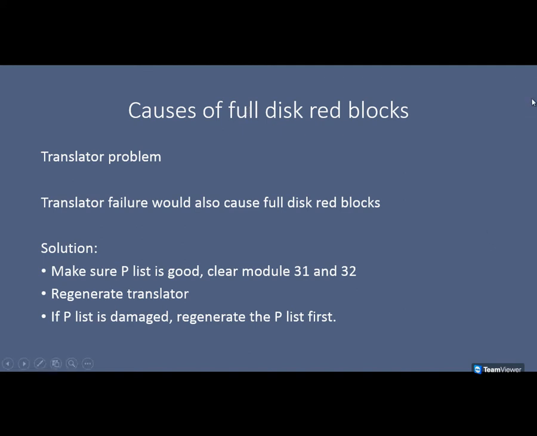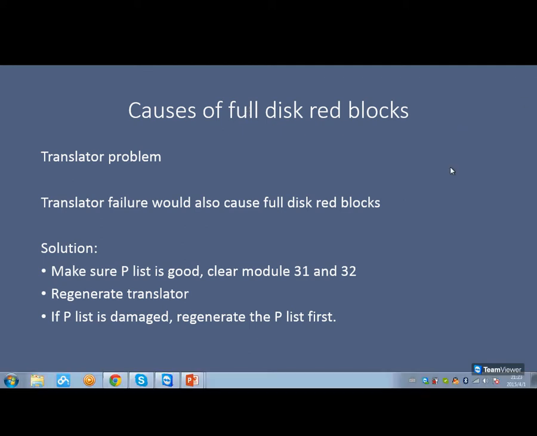Very common problem: translator. I think translator will take up about 50% of all the problems why the drive has red blocks for WD. Normally if your WD drive has full disk red blocks, the first thing you should consider is translator, which means you should first try to rebuild the translator if the drive doesn't have any password. This will usually fix the problem. So the translator failure will usually cause the full disk red blocks.